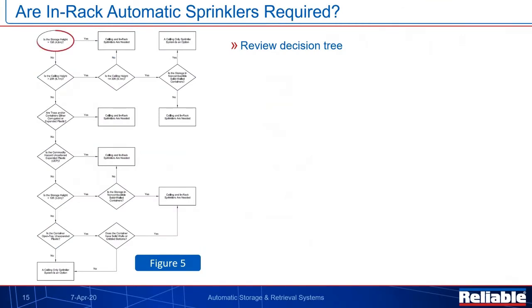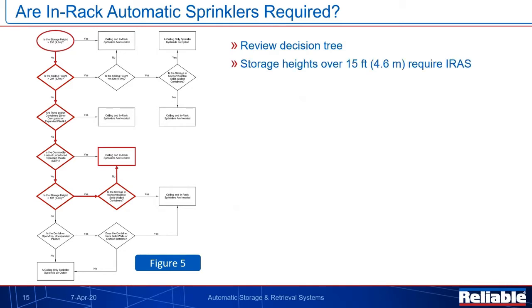This document is going to tell us when we need in-rack sprinklers. And the easiest way to determine that is to review the decision tree provided in Figure 5. It's going to ask you a series of yes-no questions, and in the process of answering it, you're going to get a yes or no answer on whether or not you need to put ceiling sprinklers or ceiling and in-rack sprinklers. The long and short of it is that if you have storage height that's over 15 foot, you are going to need in-rack sprinklers every time.